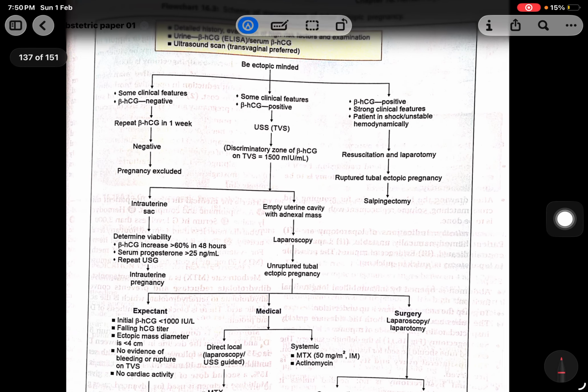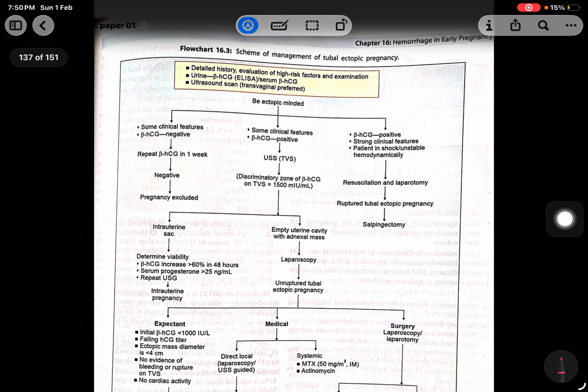Okay. Again, how will you go with ectopic pregnancy? In and out we should know. Always be ectopic minded because you lose the patient if you miss an ectopic pregnancy. Either you might have some clinical features or you might have no clinical features. When you have some clinical features and beta HCG is negative, you have to repeat it in 1 week. If there is no pregnancy, obviously it's negative, pregnancy is excluded, done. But if you have clinical features and beta HCG is positive, then you have to do an ultrasound scan.